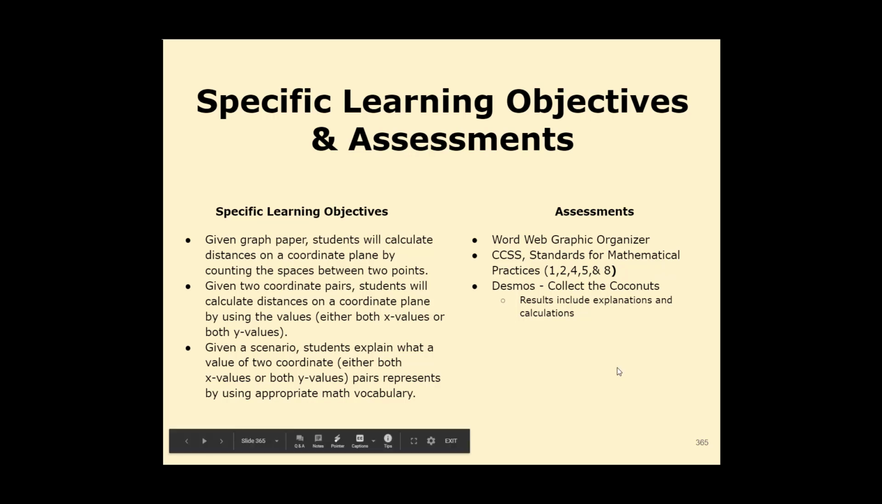And I'm also going to be using all the results in the explanations and the calculations that the students did on the Desmos activity. The name of the Desmos activity that I modified for today's lesson is called Collect the Coconuts. I did very slight modifications. Most of the slides that you will see were already there and ready to go. It made it very easy to select the right activity for today.